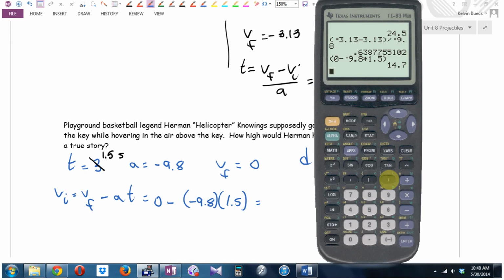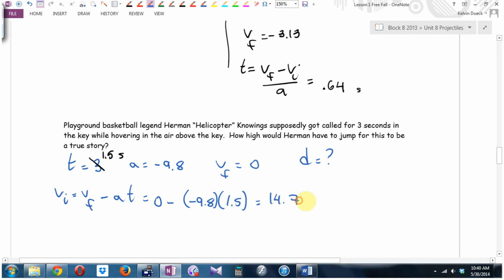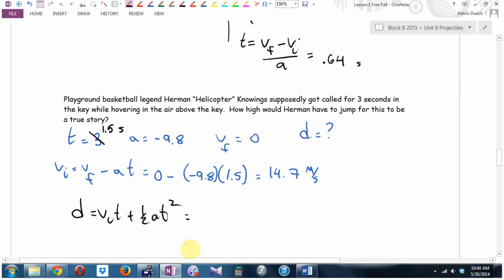Is that possible? Well, I don't know. Let's see. So now I've got a VI. Now, Alex, I can go D equals VIT plus a half AT squared. If it was possible to hover in the air for a total of 3 seconds, on the way up 1.5, on the way down 1.5, how high would this person have jumped? 14.7 times 1.5 plus 0.5, negative 9.8, 1.5, don't forget the squared.